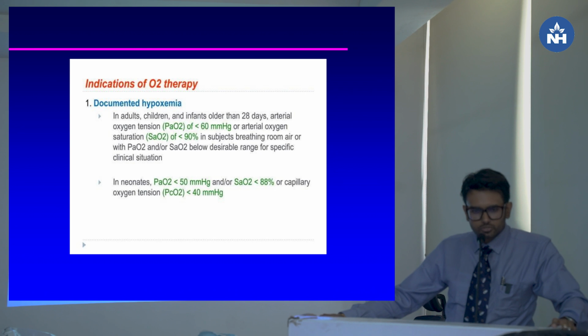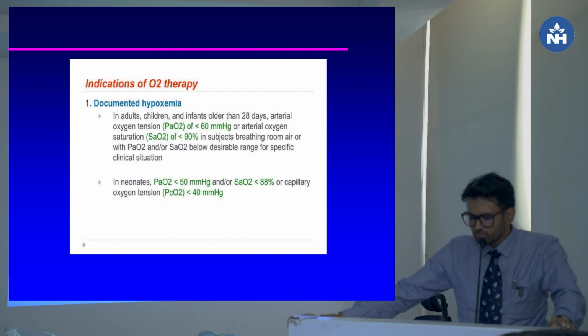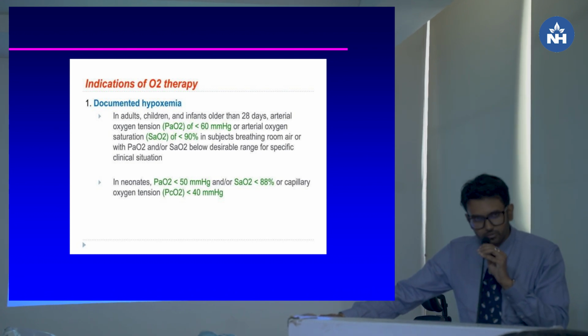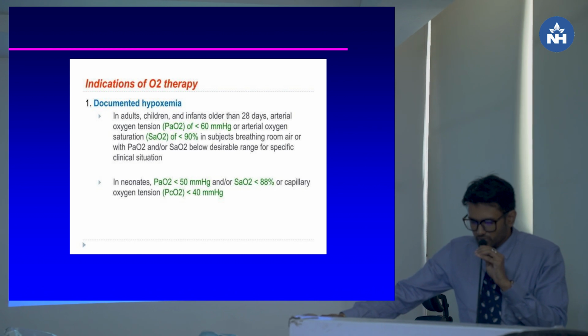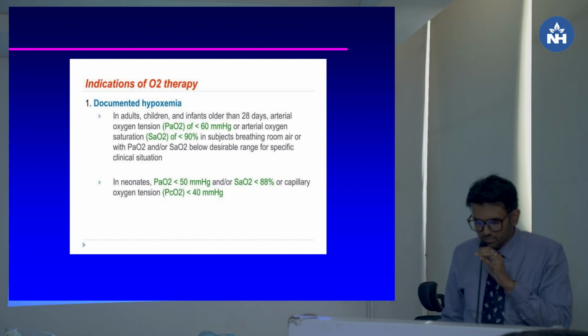First of all, the indication of oxygen therapy. The indication of oxygen therapy is hypoxia. By definition, when PO2, the partial pressure of oxygen, is less than 60 or saturation is less than 90% in room air. In neonates, PO2 of less than 50 or SaO2 less than 88% or capillary oxygen tension less than 40.